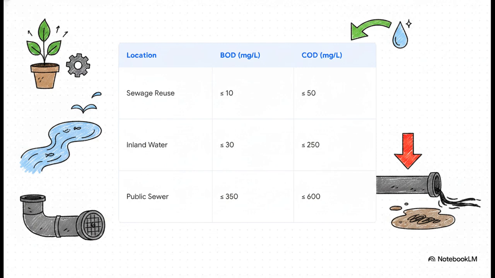But if they're discharging into an inland surface water body, like a natural river, those limits plunge to a maximum BOD of 30 and COD of 250. And if that water is being reused for gardening or cooling, even stricter. Basically, the closer the water gets to a natural ecosystem, the tighter the leash becomes.